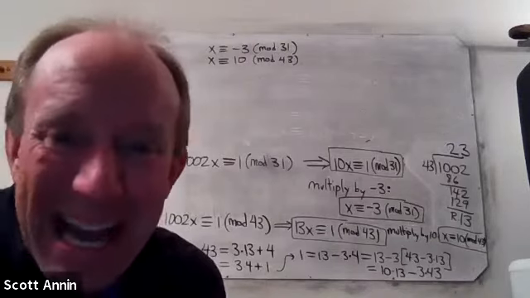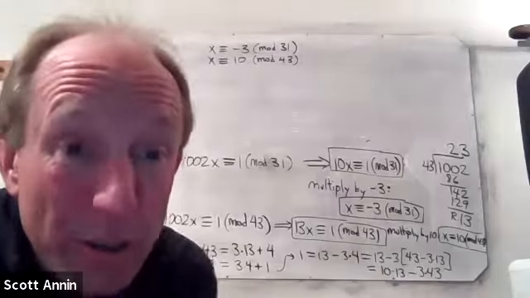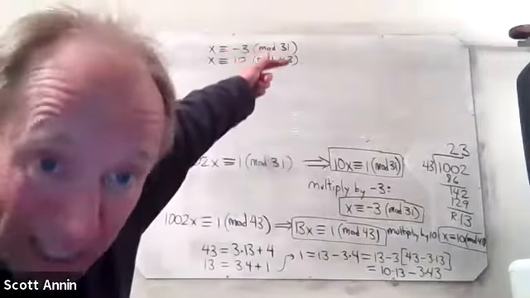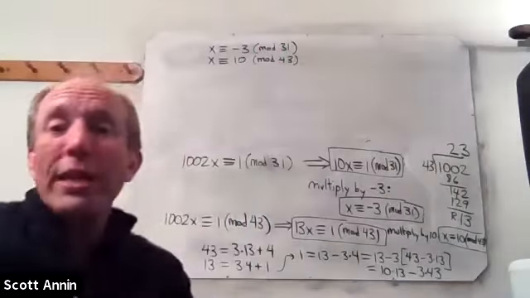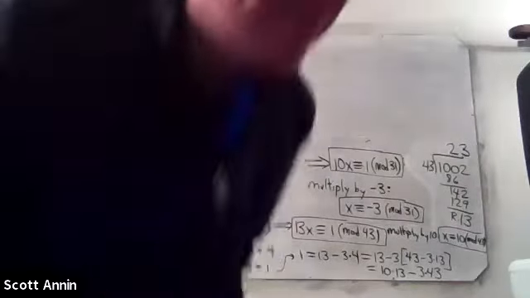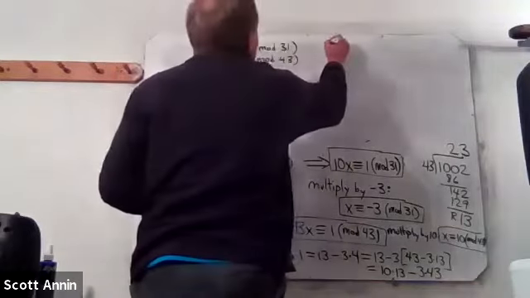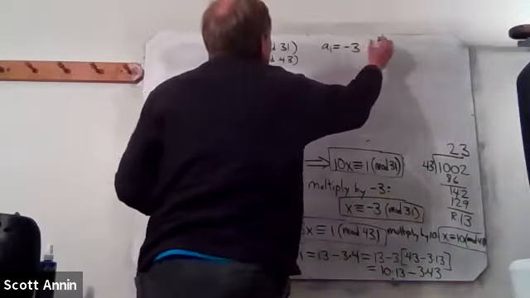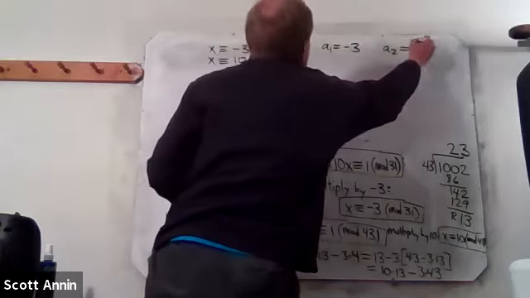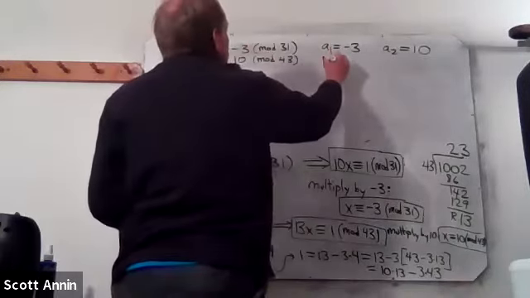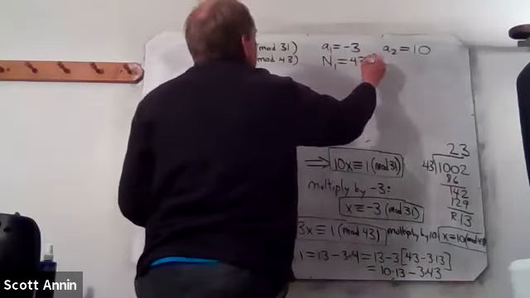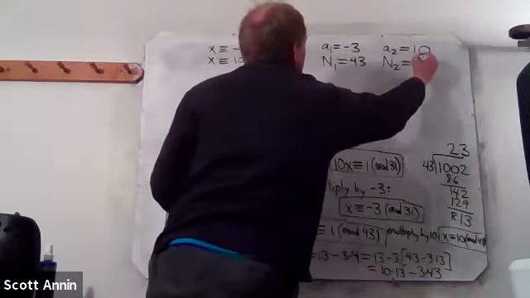Chinese remainder theorem, exactly. We have a system of congruences. The mods are relatively prime. We only have 2 of them here, so it's not so bad. And so we can just use the CRT, right? So we have A1 is equal to -3, A2 is equal to 10. Those are just these 2 numbers here. The big N1 is actually 43, and the big N2 is 31.